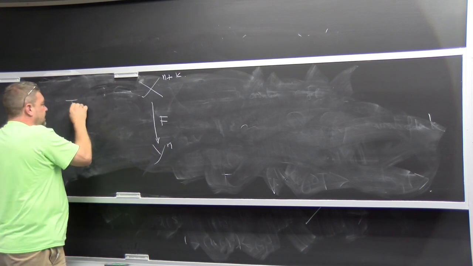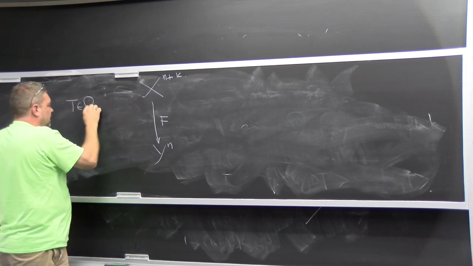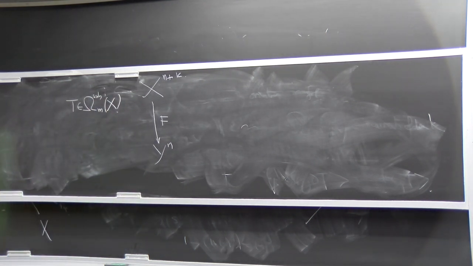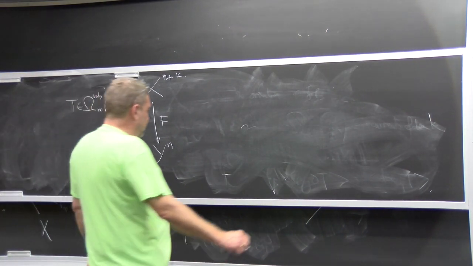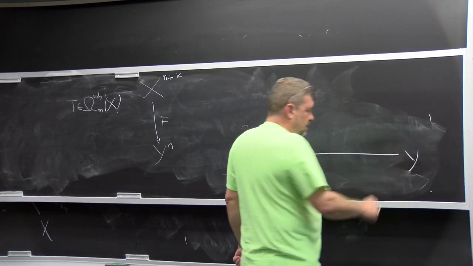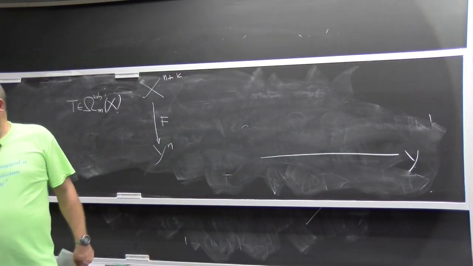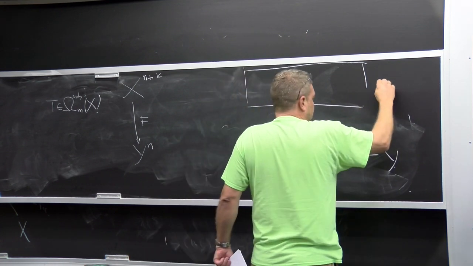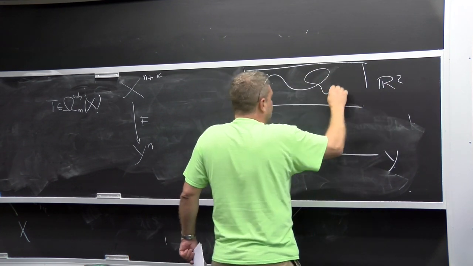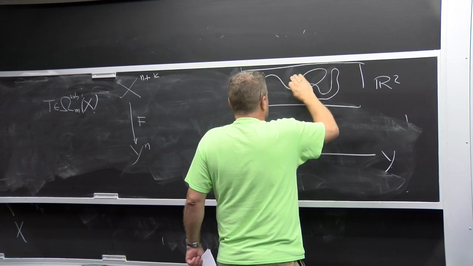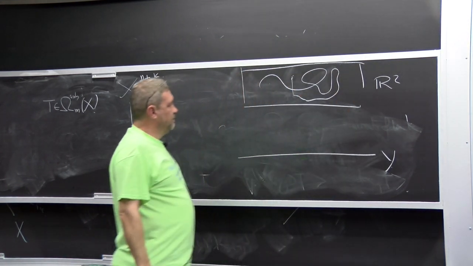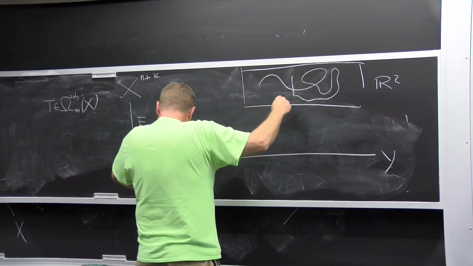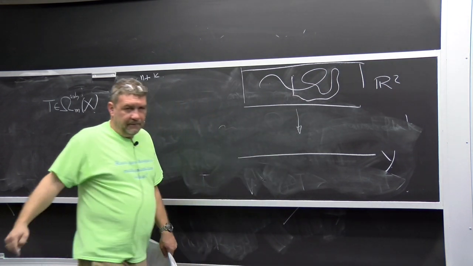Let me say T is a subanalytic current of dimension m in X. Let me just draw a picture. Here's Y. Y is just the real axis. And X, let's suppose X is R2. And the current is this. I want to put a vertical line here. And F is the obvious projection.